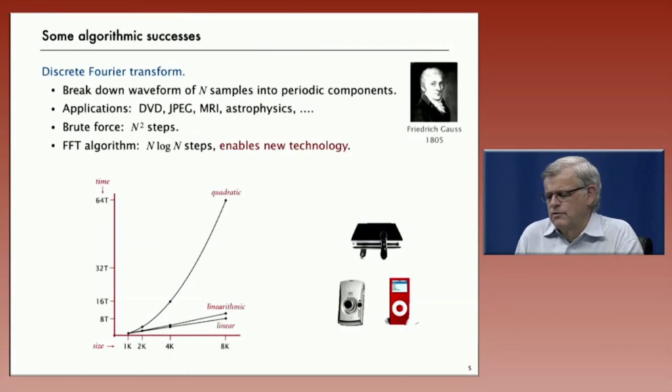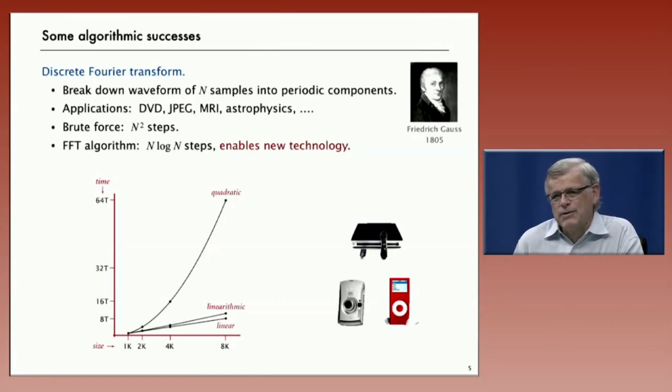Now, there's a long list of success stories in designing algorithms with better performance and enabling the solution of problems that would otherwise not be solved. And I'll just give a couple of examples. One of the first and most famous is the so-called FFT algorithm. That's an algorithm for breaking down the waveform of n samples of a signal into periodic components. And that's at the basis for DVDs and JPEGs and many other applications.